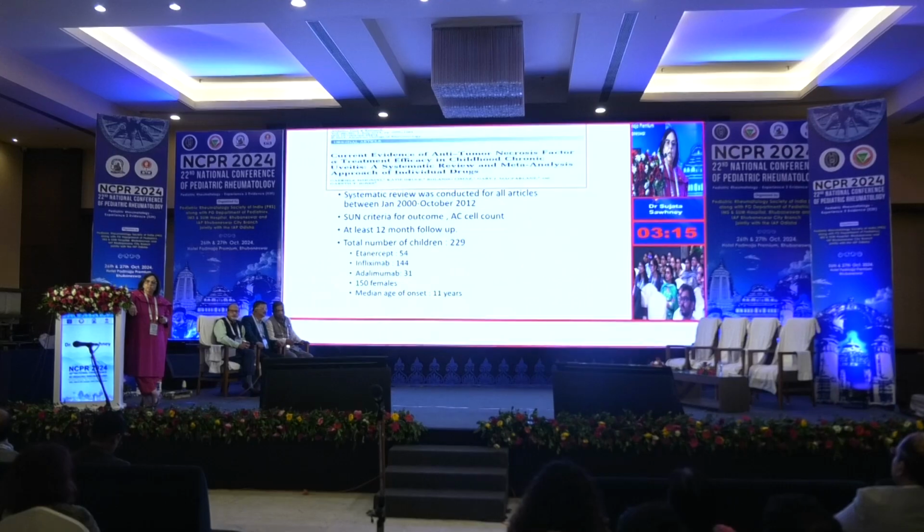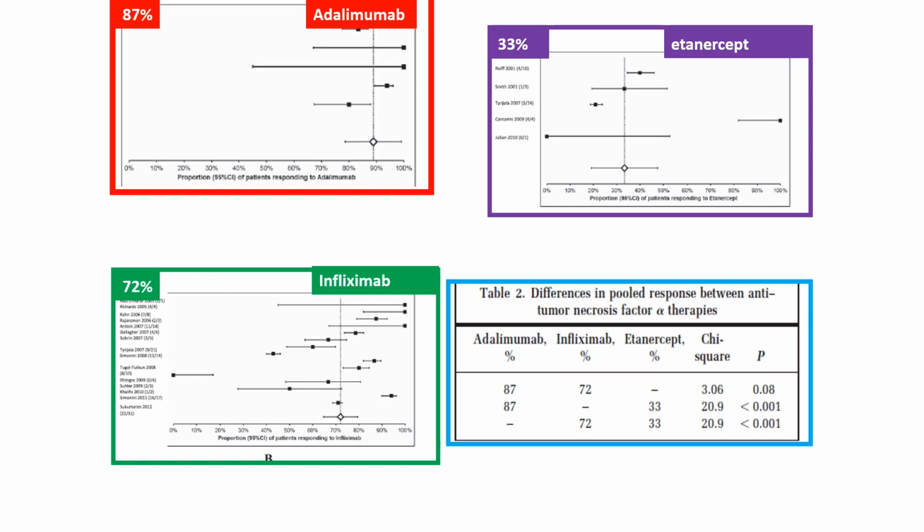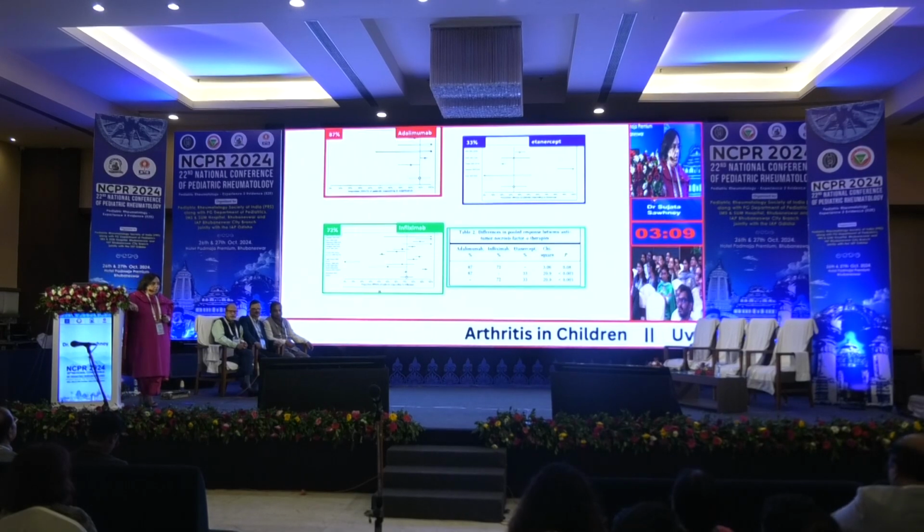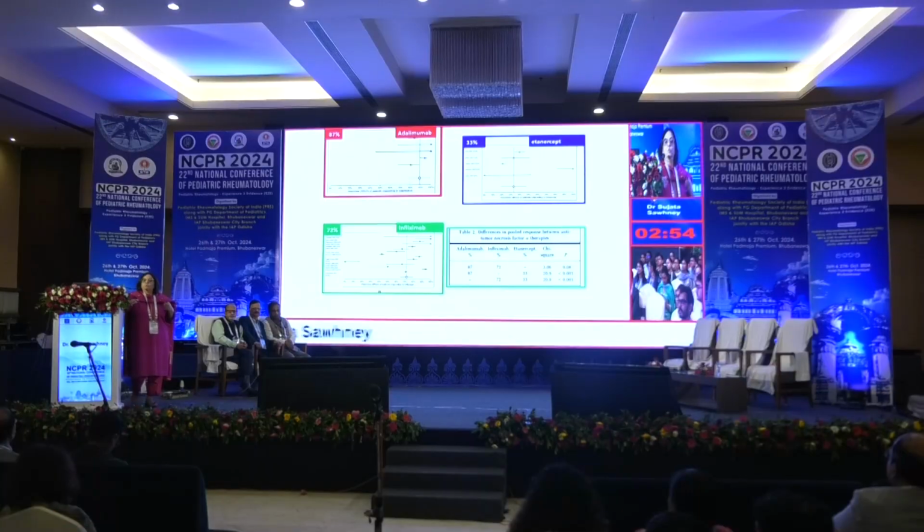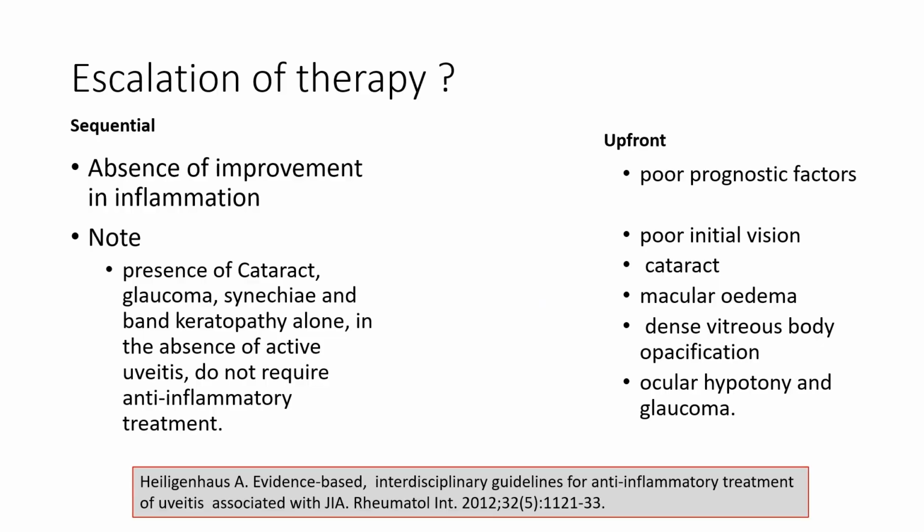What about the other anti-TNF therapies? There's pool data to show that adalimumab is effective in 87%, infliximab in 72%. Etanercept is not effective in management of chronic anterior uveitis and should not be used. If your patient is on etanercept for arthritis and develops uveitis, you should switch the anti-TNF to adalimumab.